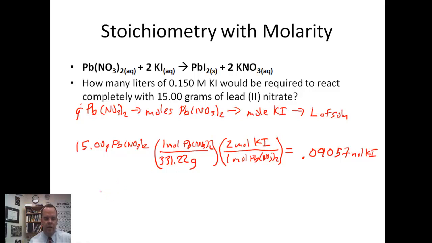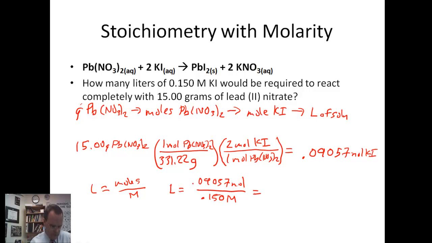Now if we're going to go to liters, liters is going to be equal to moles divided by molarity. Since molarity is moles per liter, rearrange that to be moles divided by molarity to get liters. So the liters here will be 0.09057 moles divided by 0.150 molarity. We get 0.6038 liters.